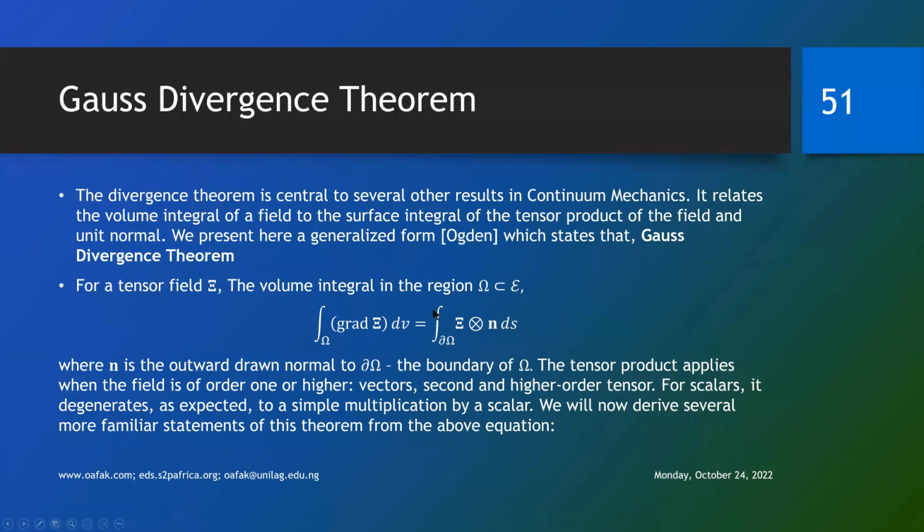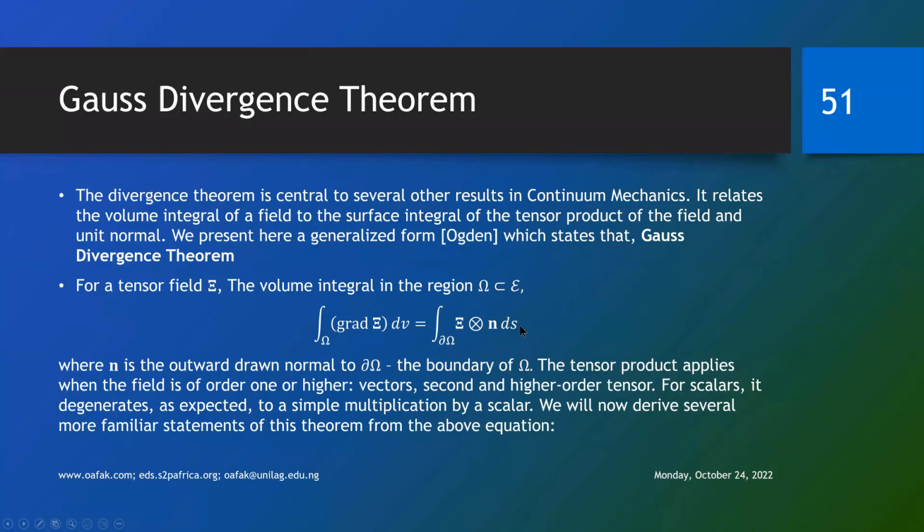It's a vector. So you can see that if the function itself is a scalar, it's a scalar field, this becomes a vector equation. If it is a vector field, this becomes a second-order tensor equation. If it is a second-order tensor field, this becomes a third-order tensor equation. It doesn't matter. So this form of the statement is very simple, easy to remember, and very general.